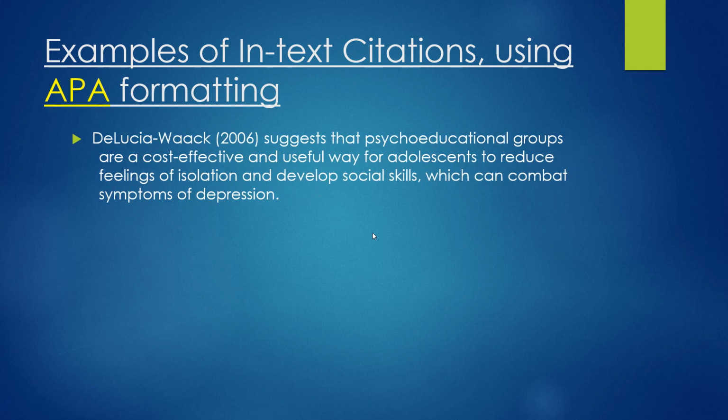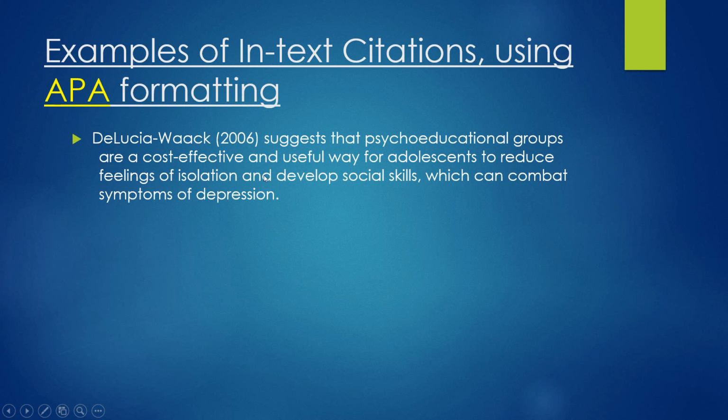Notice on the previous that I had at the conclusion of the citation, the author's name and the year. Look what happened here. This is essentially saying almost the same thing as the previous slide, but let's see how it reads. SWRK, 2006, suggests that psychoeducational groups are a cost-effective and useful way for adolescents to reduce feelings of isolation and develop social skills, which can combat symptoms of depression. Again, did I use my own words here? Certainly I did. Okay. In the original paragraph, we didn't hear the verb combat.